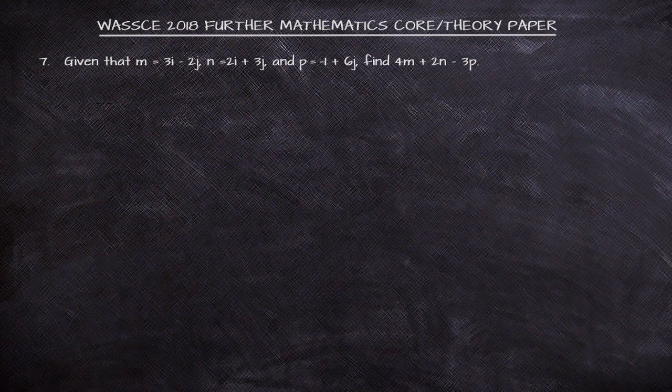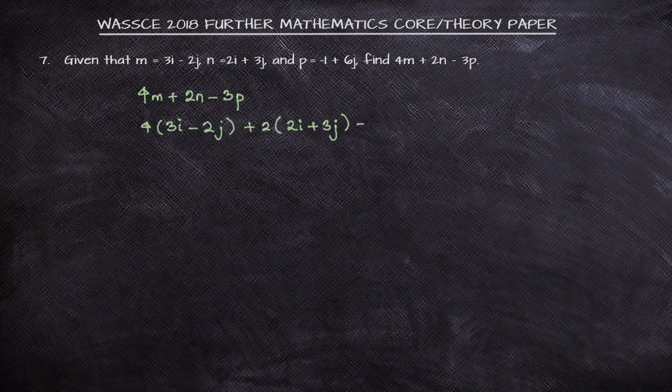on these complex numbers. Now, we are given 3 complex numbers, m, n, and p, and we're asked to find 4m plus 2n minus 3p. Now, it's as simple as you can get it. All we need to do is just to substitute the values of m, n, and p in this particular expression. And what we are going to be having is 4 into all of m plus 2 into all of n minus 3 into all of p.